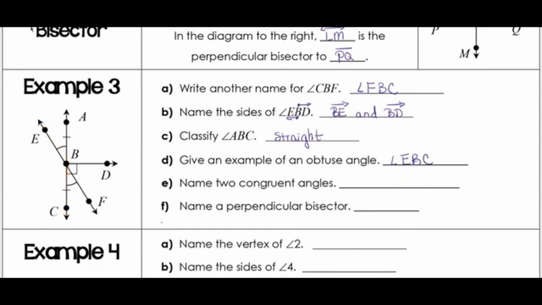Name two congruent angles. Well, coming over here, I can see that this has one arc and that has one arc. That means that those two angles are congruent. They have the same number of arcs inside of them. So I'm going to write that as angle EBA and angle, let's see, I want EBA, so I'm going to go FBC.